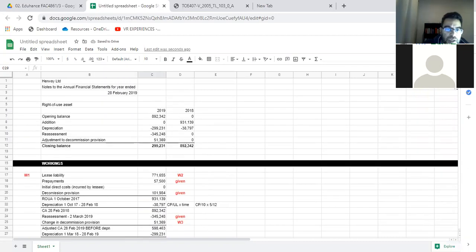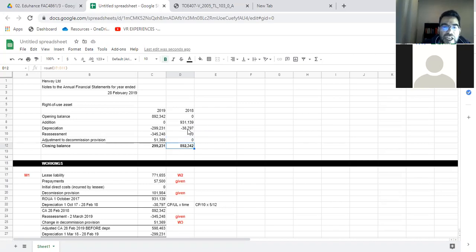So here we go. Opening balance in 2018 is 0 because we only got it in the current year of 2018. Okay, so we only got it during the 2018 financial year. So the addition is the initial measurement of the right of use asset. The right of use asset includes 4 things, which is the lease liability, the prepayment, initial direct costs, and the decommissioning provision. Then there will be a depreciation during the current year. Any reassessment, there was no reassessment in the 2018 financial year, and there was no adjustment to the decommissioning provision. We have our closing balance.